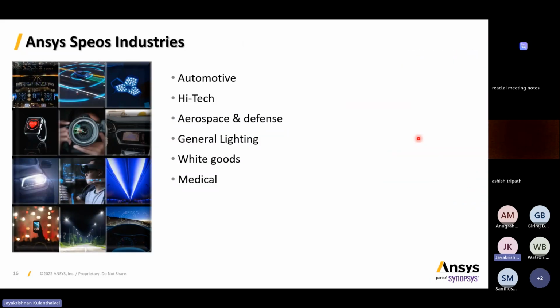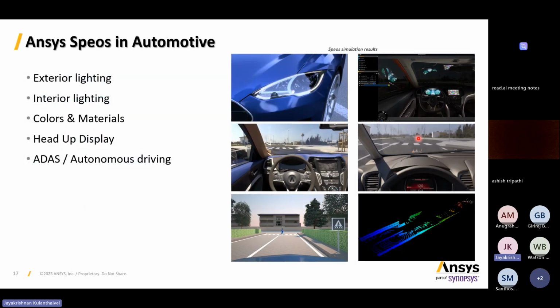And then Speos applications. Speos has a wide range of applications in different industries: automotive, high tech, aerospace and defense, general lighting, white goods, and also in the biomedical and medical industry. If we are particularly talking about automotive, these are some of the applications: exterior lighting, interior lighting, colors and materials, heads-up displays, ADAS, like autonomous driving assistant vehicles. Nowadays these systems are there. One example we can see is Tesla.